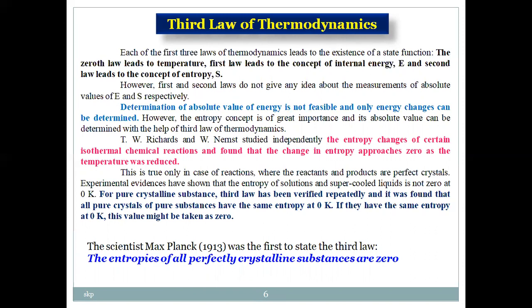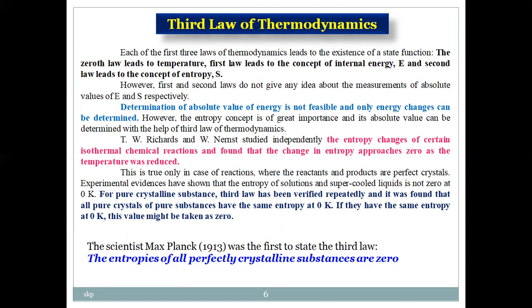Determination of the absolute value of energy is not feasible because it is highly difficult, and only energy changes can be determined. That means we can measure the energy or heat at the initial stage and at the final stage. That's why we can measure only the change in energy and not between the path. However, the entropy concept is of great importance, and its absolute value can be determined with the help of the third law of thermodynamics. Richards and Nernst studied independently the entropy changes of certain isothermal chemical reactions and found that the change in entropy approaches zero as the temperature was reduced.